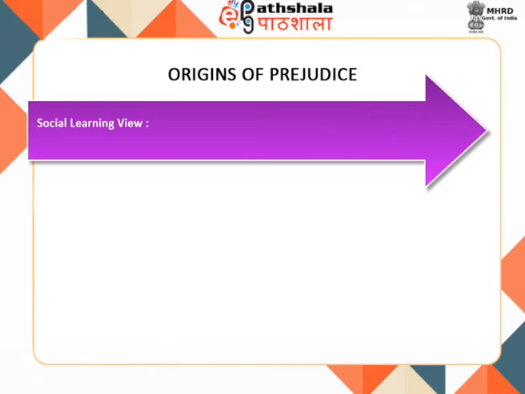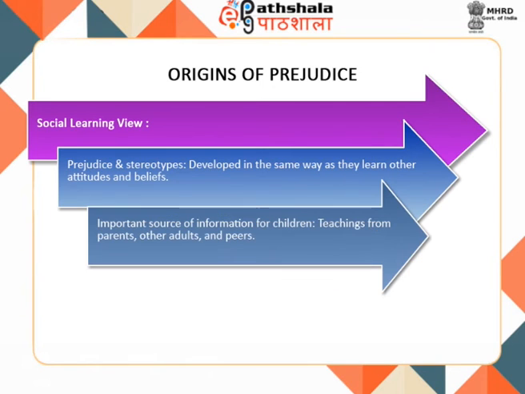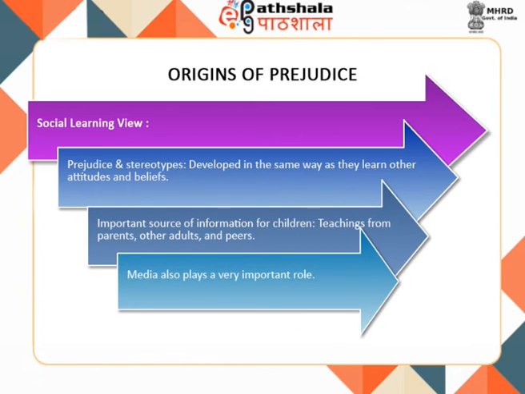The social learning view suggests that people develop prejudice and stereotypes about members of various groups in the same way as they learn other attitudes and beliefs. One important source of information is the behavior and teaching of parents, other adults, and peers. Another way is through direct reinforcement and observing the reinforcement of others. The media also plays a very important role in shaping the attitudes and beliefs of people.